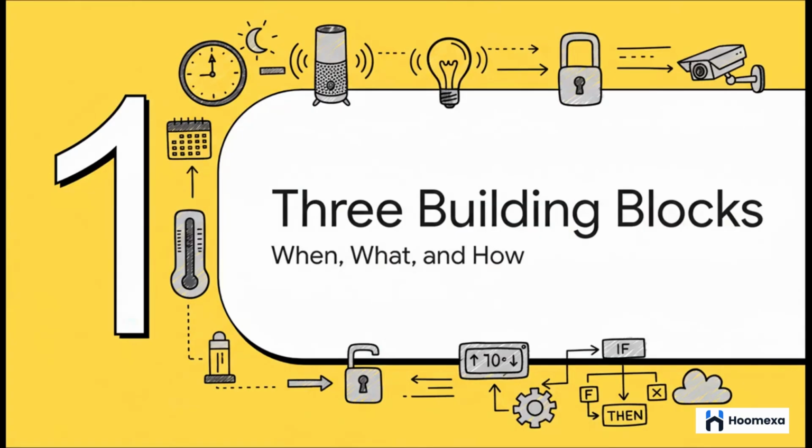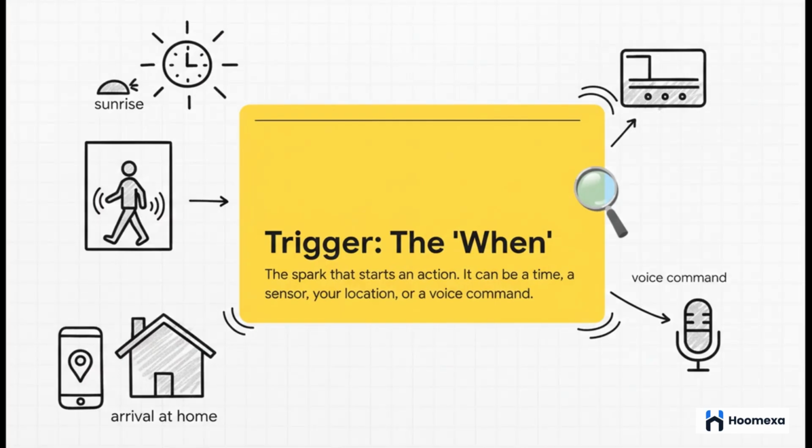Okay, let's get into it. To really understand any smart home automation, you just need to get a handle on three core concepts. Think of them as the fundamental building blocks: the when, the what, and the how. So first up, we've got the trigger. This is your when. It's the spark that kicks everything off.